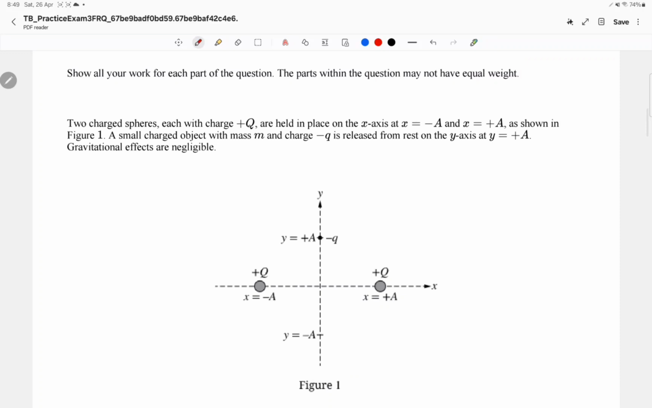We got two charged spheres, each with a charge of plus q, held in place on the x-axis at negative a and x equal to a. We're going to be releasing a small charged object with a charge of negative q from rest on the y-axis.